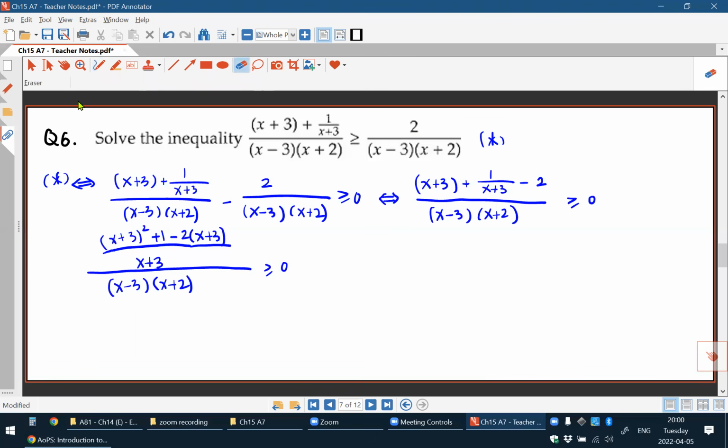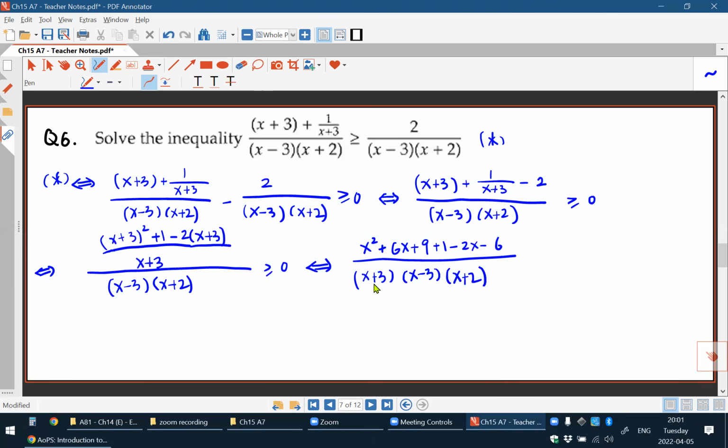Then this can be further simplified. For the numerator, we can just expand everything: x squared plus 6x plus 9 plus 1 minus 2x minus 6, then divided by x plus 3, then divided by (x minus 3)(x plus 2). So we can put these three denominators together. This is greater than or equal to 0. Can you follow me?